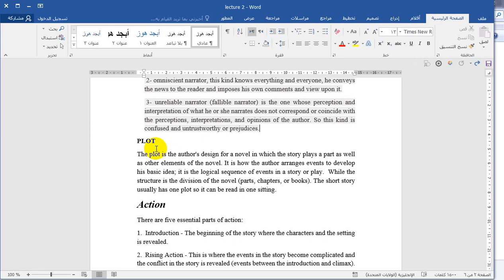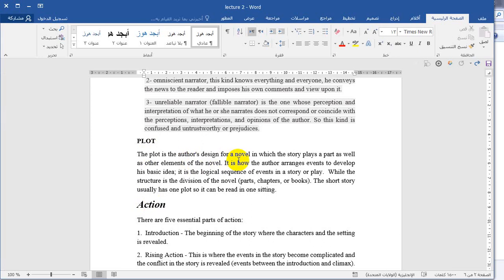It is the design of the novel. It is not the beginning, middle, end, and it is not the action. Students, please differentiate between a plot and action. Differentiate between plot and story. Story is the normal chronological order. A plot is the design of the author, the design of the novel, the author's way of choosing the elements of his story.